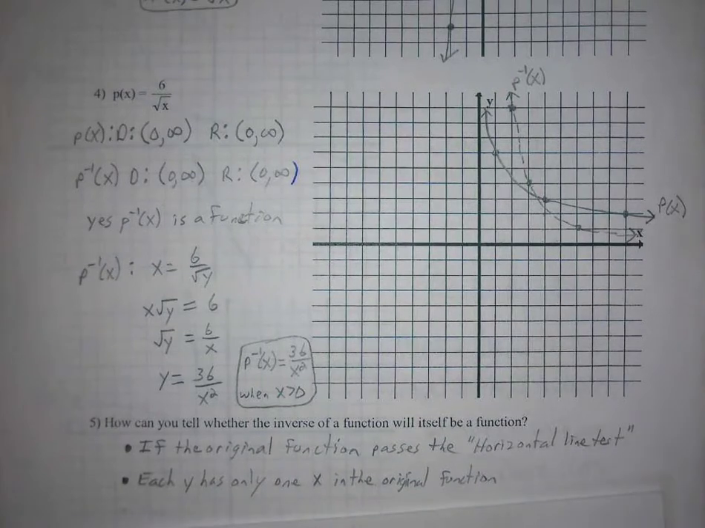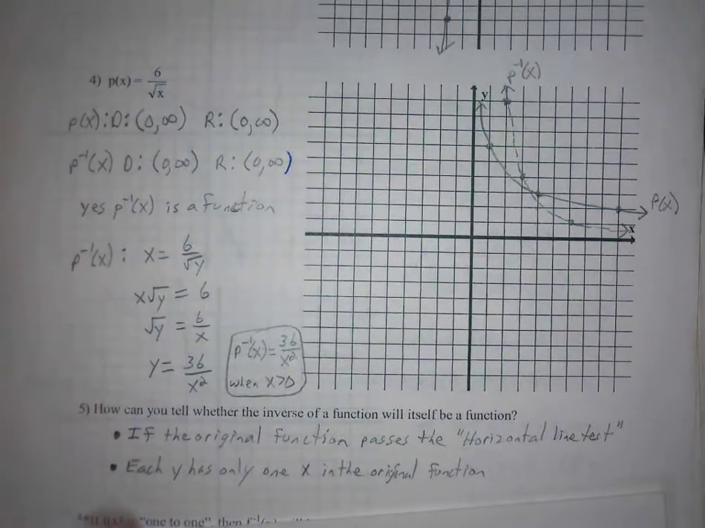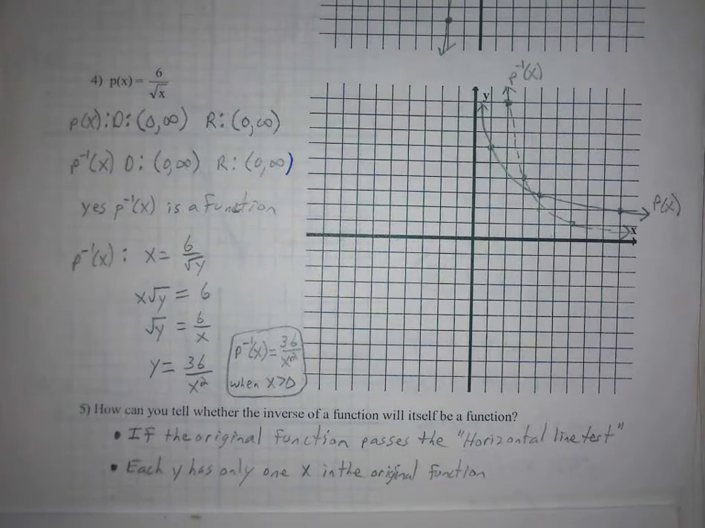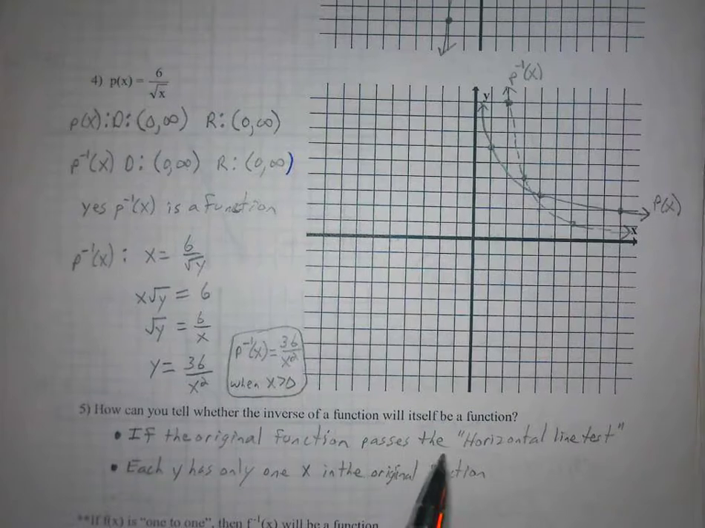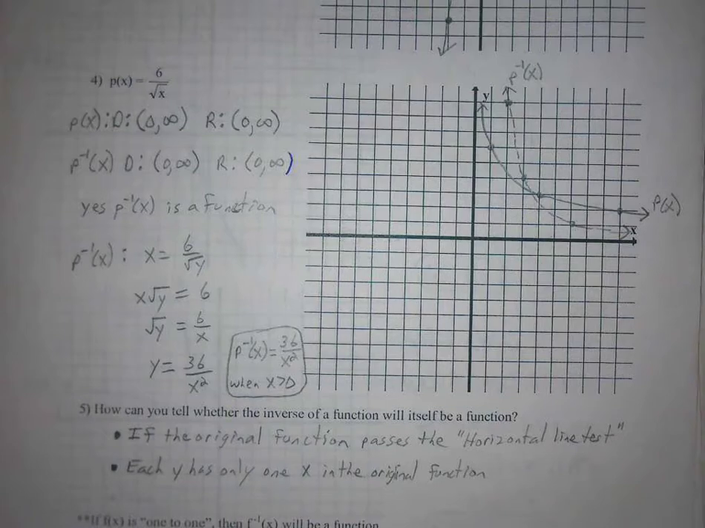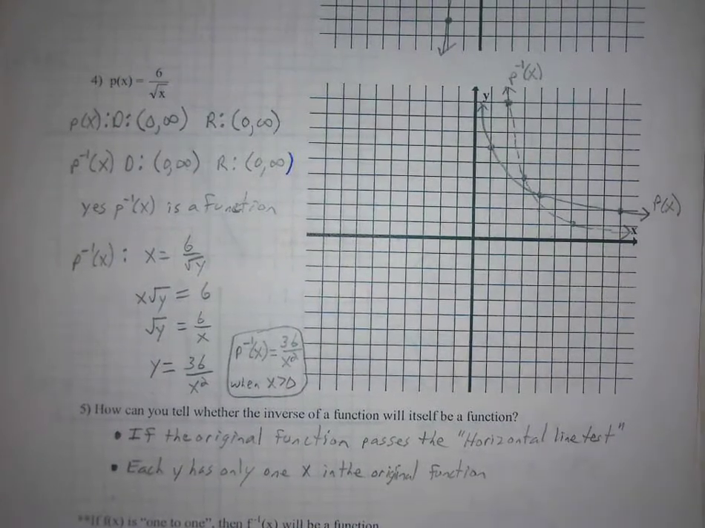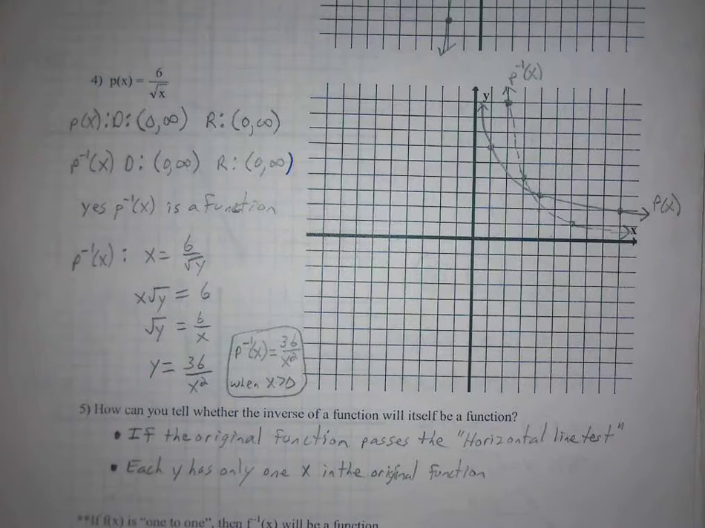So how can you tell whether the inverse of a function will itself be a function? There's a few different ways. One way is to look at the original function and see if it passes the horizontal line test. Remember that we usually can look at a vertical line test to tell if your graph is a function. Well, the vertical line is x equals. If you switch x and y for the inverse, now we're looking at y equals.